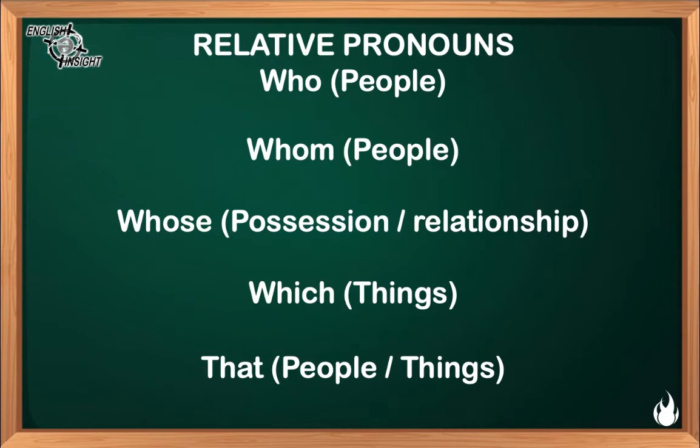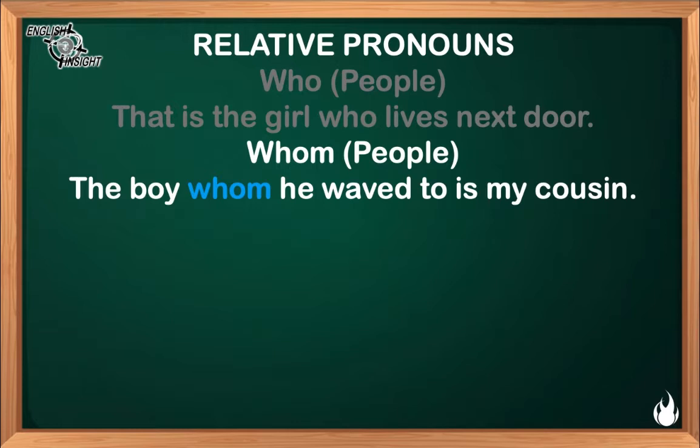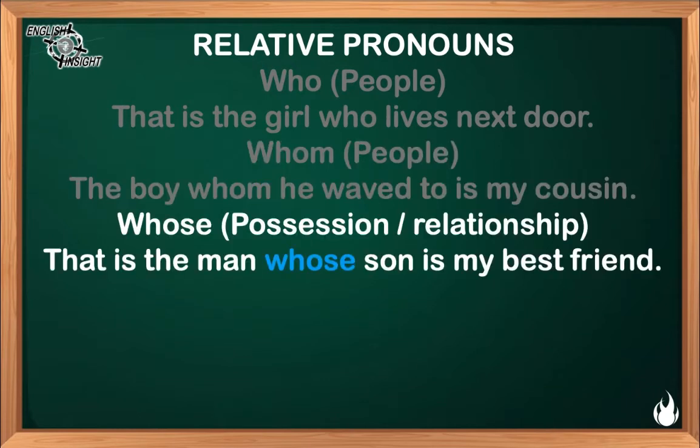Let's check the examples. That is the girl who lives next door. The word who makes reference to the girl. The boy whom he waved to is my cousin. The word whom makes reference to the boy. And we will usually encounter in these kind of sentences a preposition, in this case, to whom. That is the man whose son is my best friend. In this case, the word whose makes reference to the man's son.